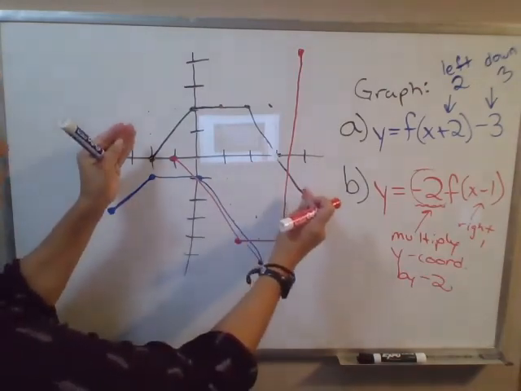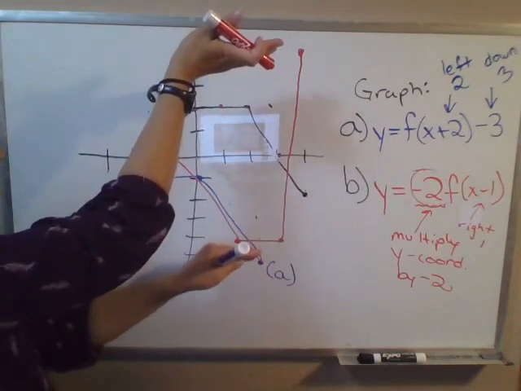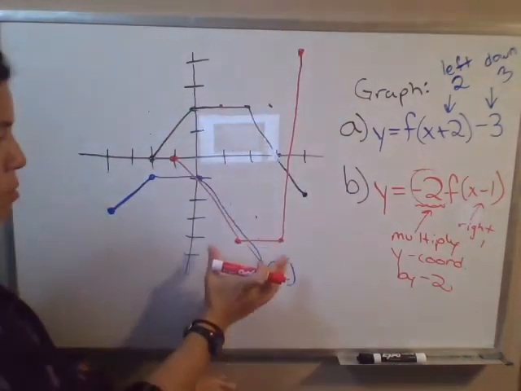If you take this whole graph that's in black, flip it over the x-axis and stretch it by a factor of 2, shift right 1, you get what I drew here in red.